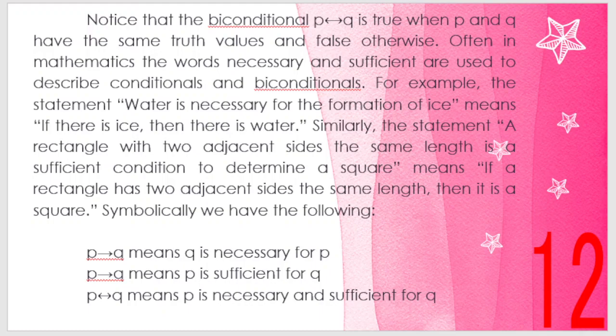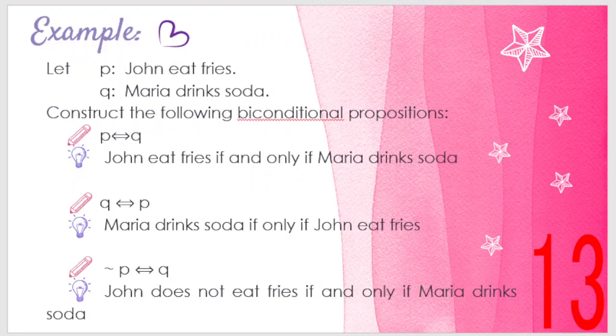Symbolically, we have the following. P implies Q means Q is necessary for P. P implies Q means P is sufficient for Q. So, P if and only if Q means P is necessary and sufficient for Q. So, we have here an example for biconditional.